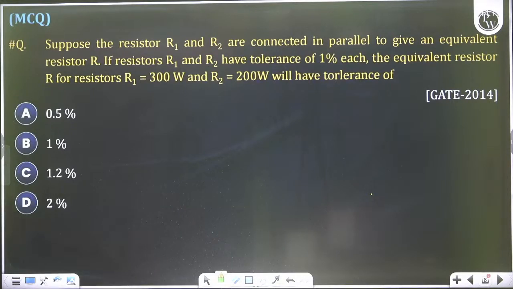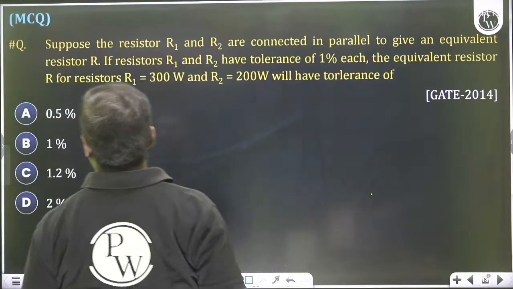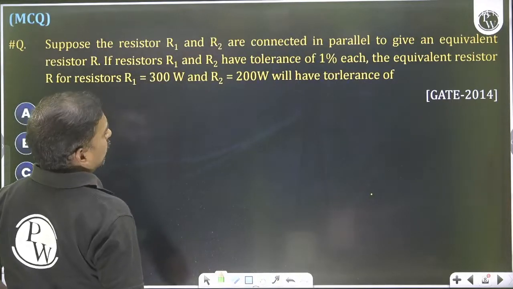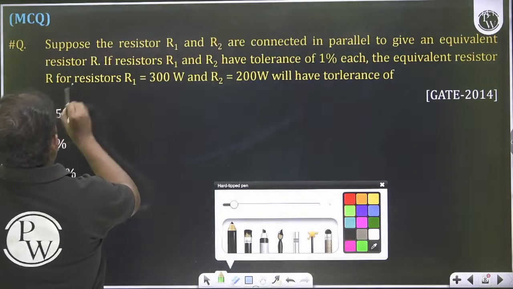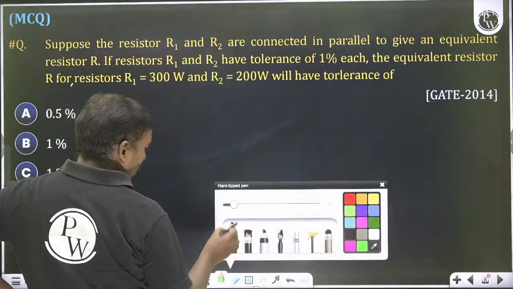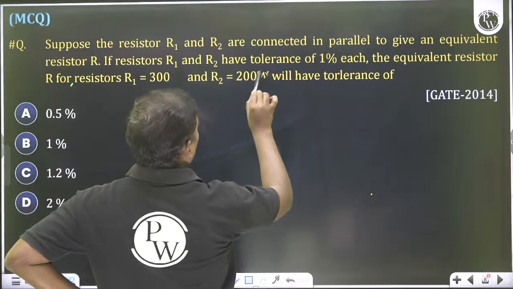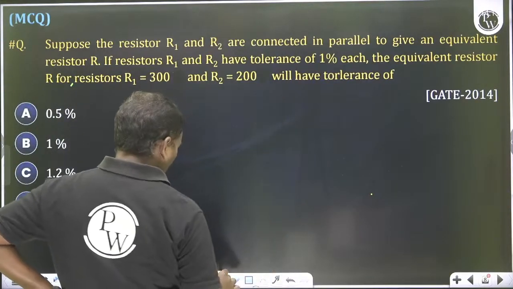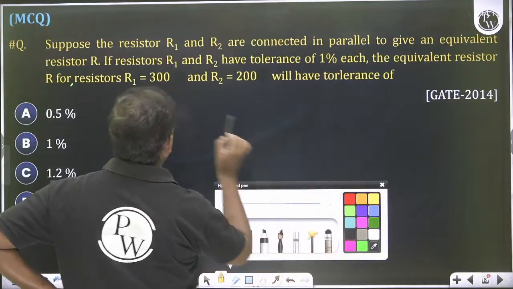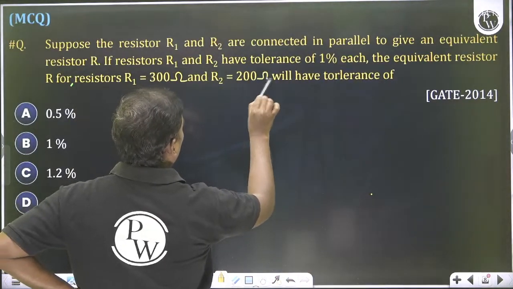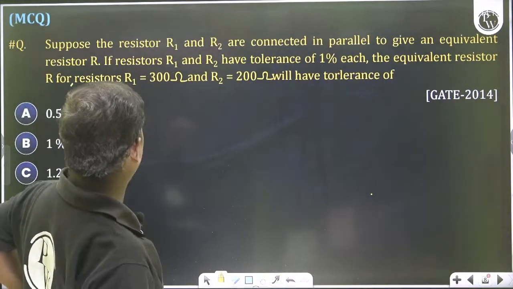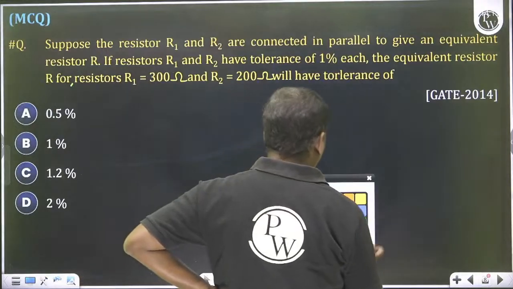What is being asked? Suppose the resistors R1 and R2 are connected in parallel to give an equivalent resistor R. If resistors R1 and R2 have a tolerance of 1% each, the equivalent resistor R will have what tolerance? R1 is given as 300 ohms, and R2 is given as 200 ohms. R will have a tolerance of dash.